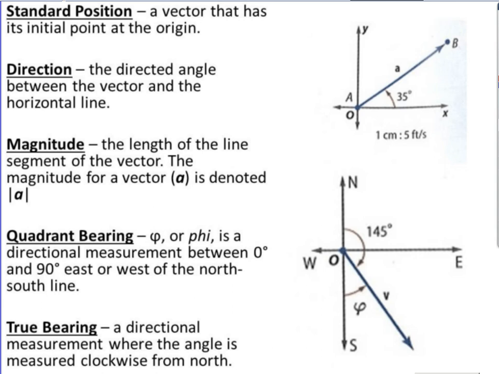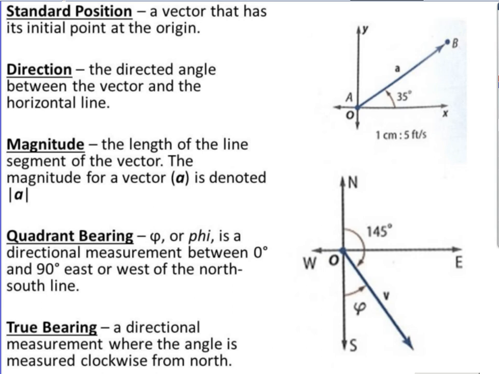A vector is in standard position if its initial point is at the origin. The direction is the directed angle between the vector and the horizontal line. Magnitude is the length of your vector. Most of the time they're going to represent this with the absolute value around the name of the vector.